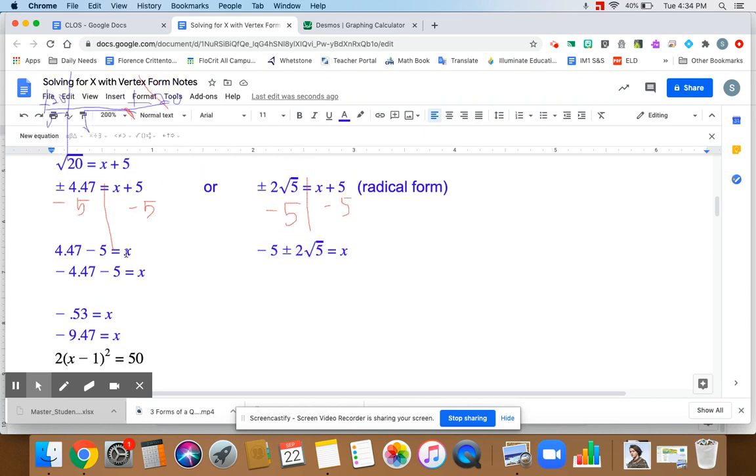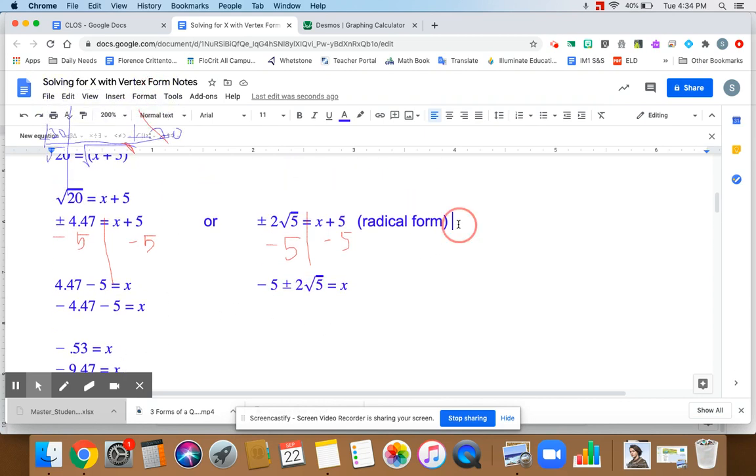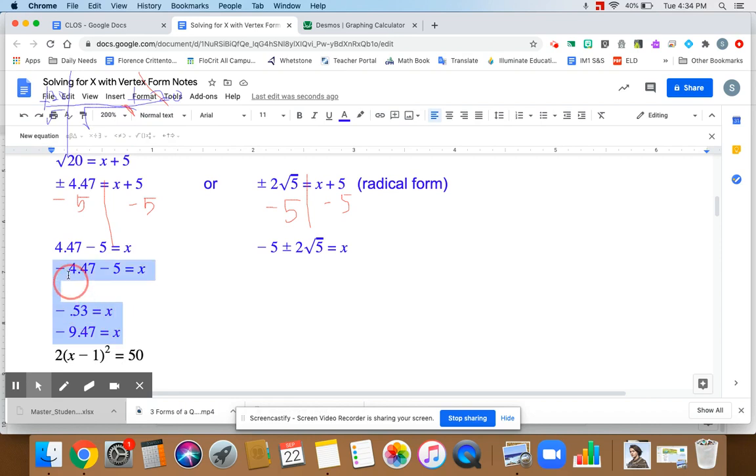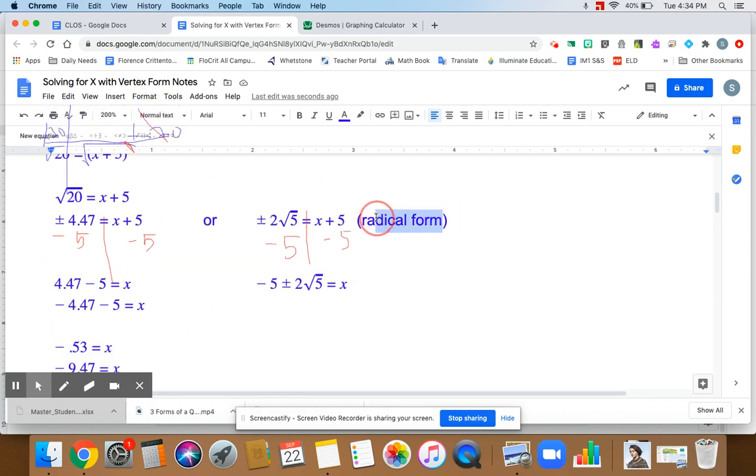So which form should you do? If they do not tell you to do radical form, do decimal form. Decimal is the more normal one. But sometimes the test will tell you to leave your answer in radical form. So then you're going to want to leave it like this.